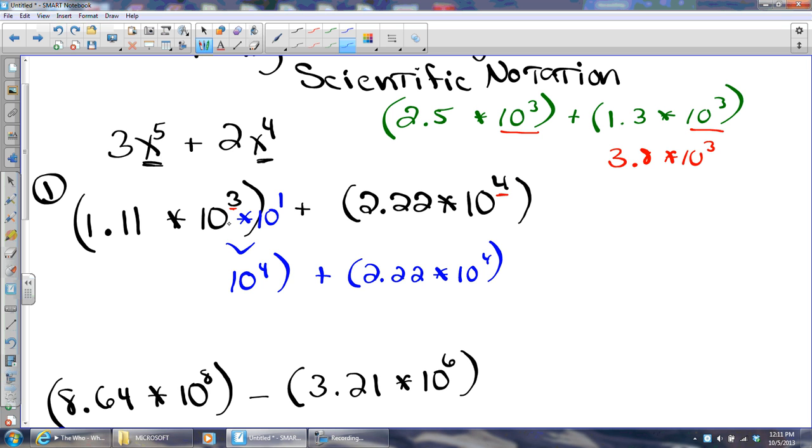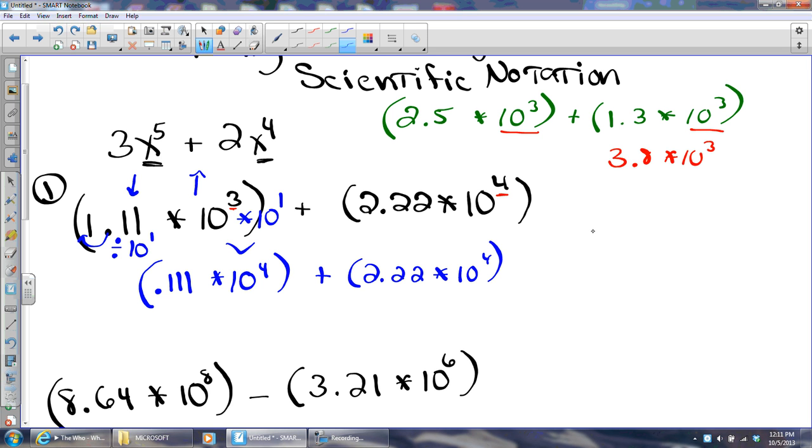But just like yesterday, if I manipulate this part of the number, I have to manipulate the other part of the number in an inverse way. So I'm going to divide this by 10, causing this decimal point to move here. Remember, if the exponent goes up, then the decimal part of the number has to get smaller. It's an inverse relationship. So I'm going to have 0.111 times 10 to the fourth.